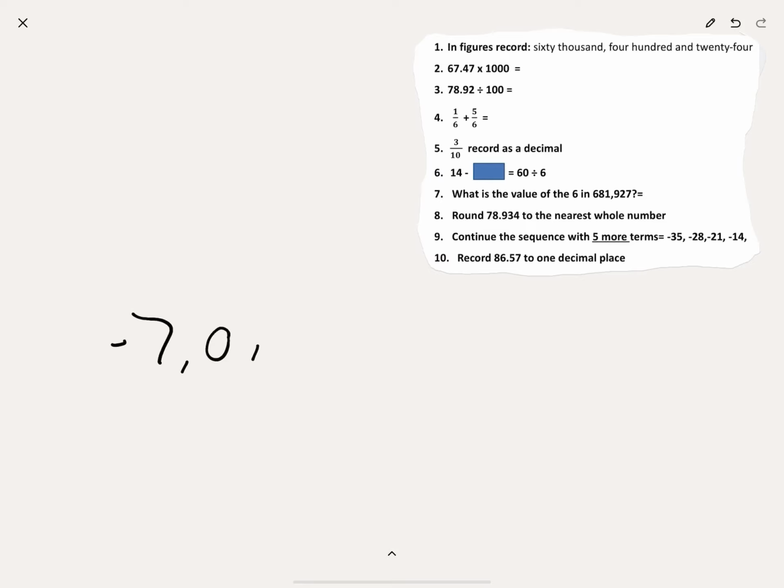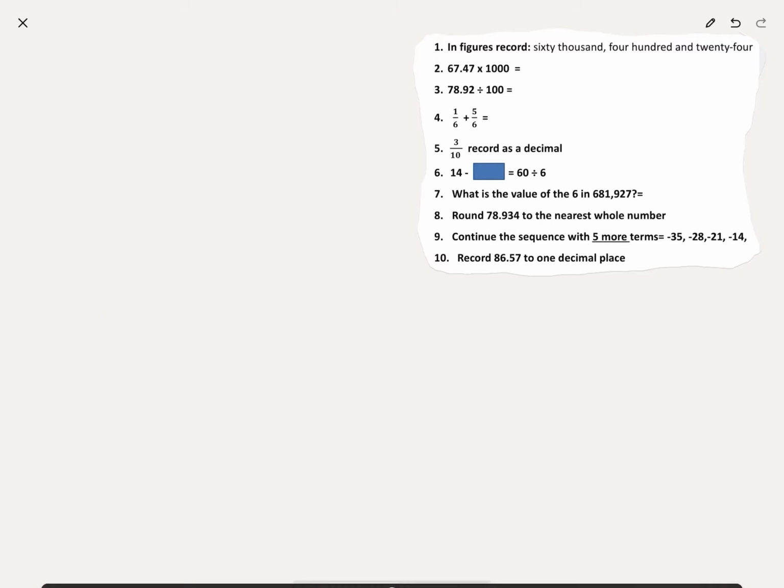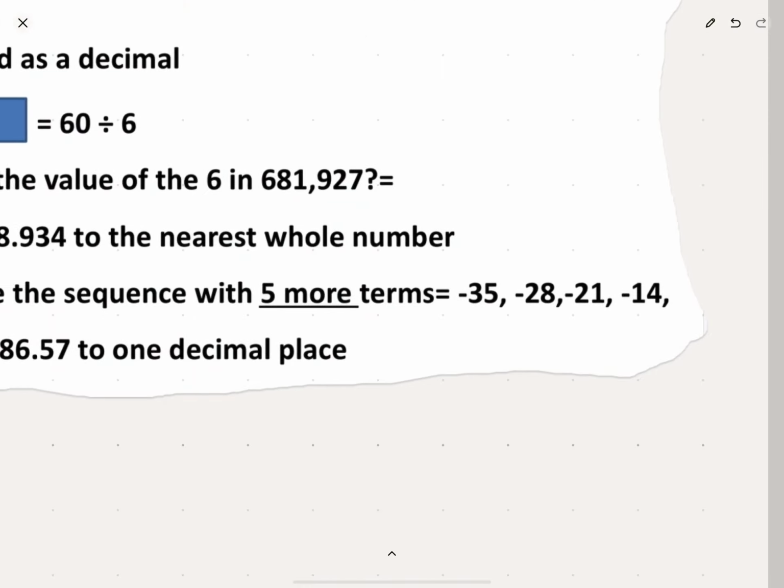And how many does it need? 5. 1, 2, 3, 4, 5. Perfect. Okay. So that one, dead simple. It's all about establishing the rule, making sure as well that the rule doesn't change between numbers, because it can do that. So this might have added 7, then it might add 8, then it might add 9, for example.